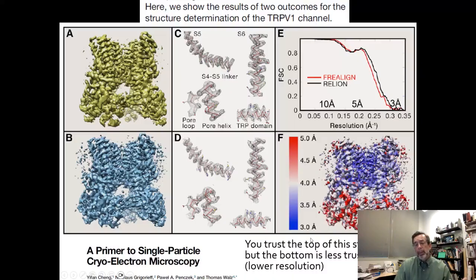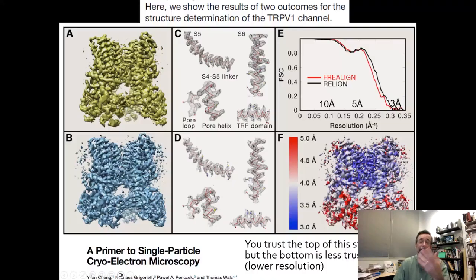It's blue where it's 3.0 angstrom resolution, and it's red where that region is 5.0. And what you do is you can see, oh, the top of this protein is all blue. That part I actually trust. The bottom of the protein might be moving around. They might not really know where everything is. There's more error where there's lower resolution with a higher angstrom number. Remember, that's how the whole structural field works.